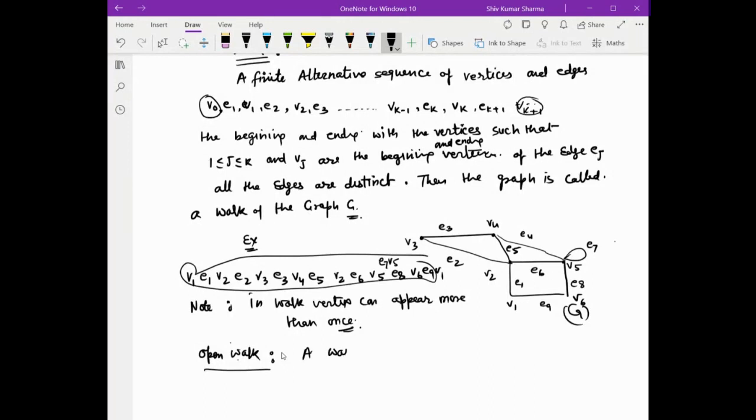So a walk is called an open walk if its initial and ending vertices, or we write terminal vertices, are different. Initial and ending vertices are distinct.